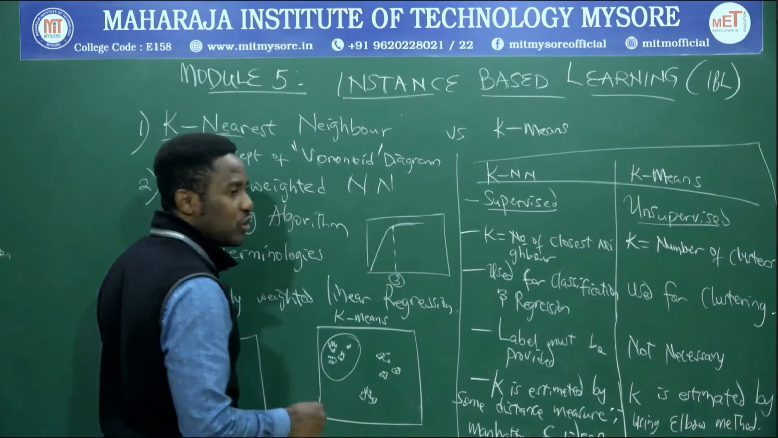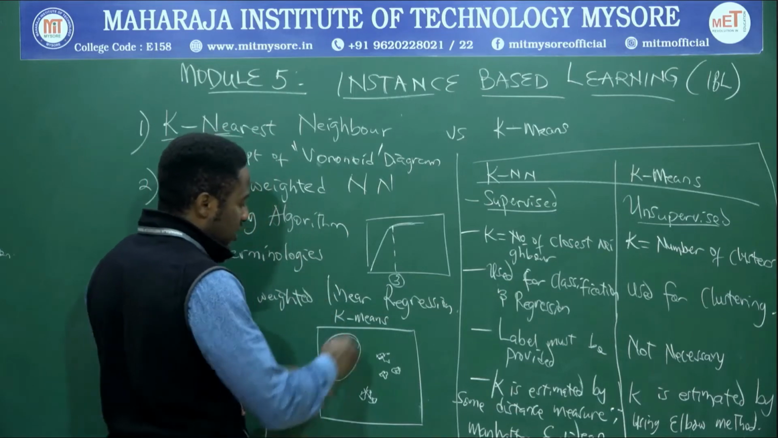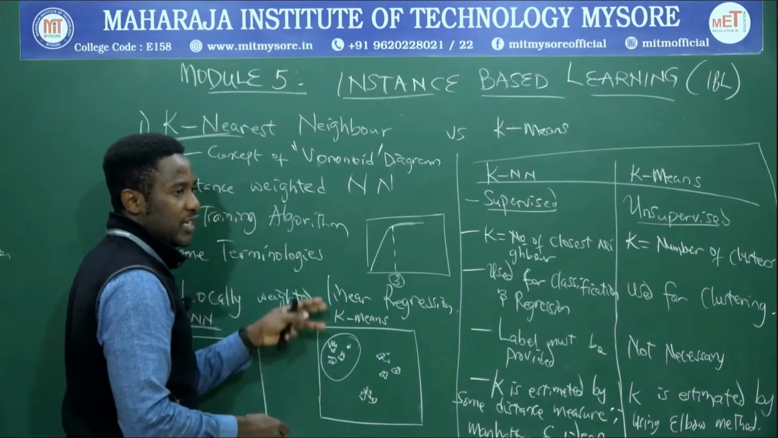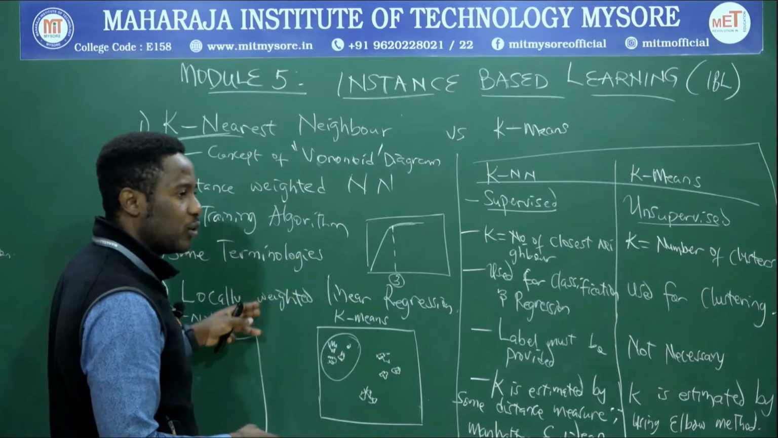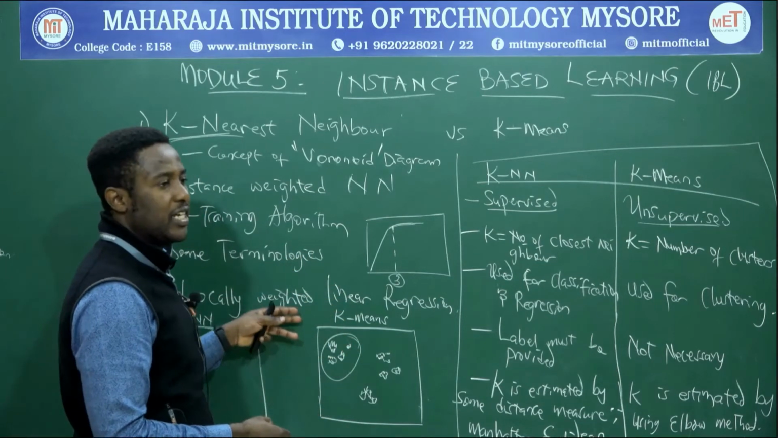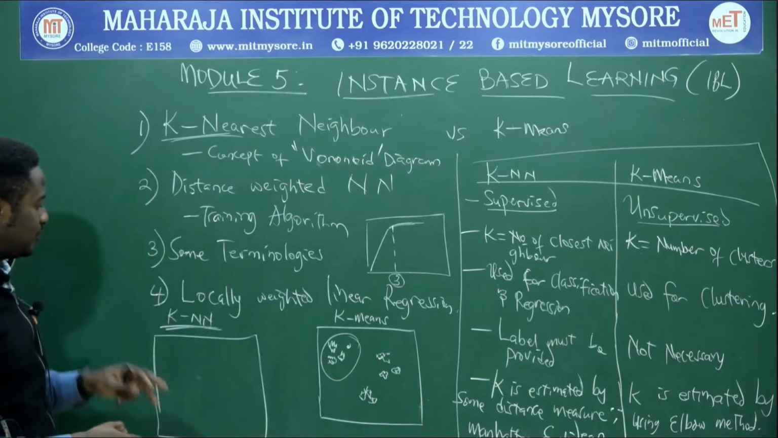But we are not going to look into k-means because that is not what we have to study in instance-based learning. Now you understood some basic concepts of k-means, that it revolves around clustering, and choosing the number of clusters by going through your elbow method. Now let's understand k-nearest neighbor.